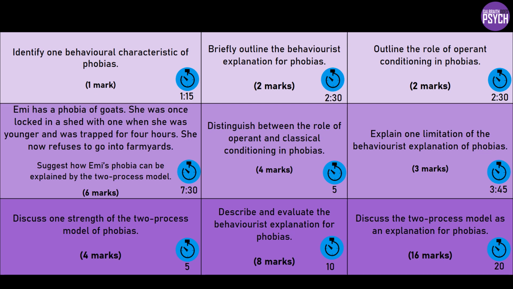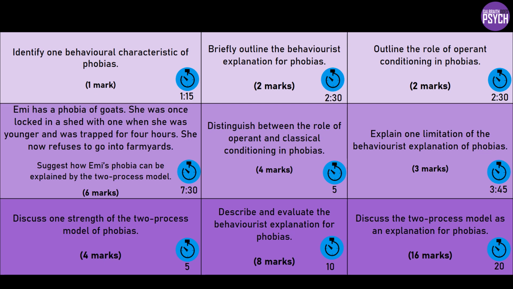Okay, we now have an 8 marker. It's just a straightforward describe and evaluate. So this is probably going to be 4 marks plus 4 marks. I suppose it could be 3 plus 5. It's probably 4 plus 4. So you're going to give an outline. We've been through all of this. So a couple of marks for describing how classical conditioning is involved in the initiation of phobias. And a couple of marks for describing how operant conditioning is involved in the maintenance of phobias.